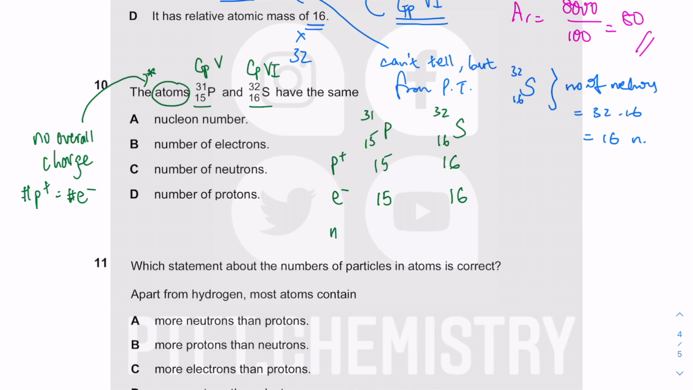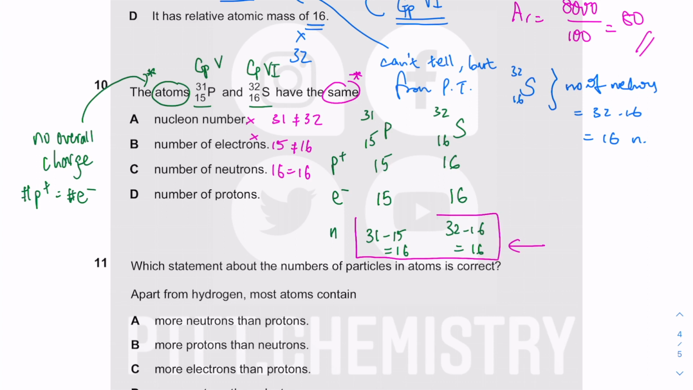The number of neutrons is the difference between the mass number and the proton number. So 31 minus 15, you will get 16. 32 minus 16, you will get 16. So what do I know? You're looking for same. Same nucleon number is wrong, 31 is not the same as 32. Number of electrons is wrong, 15 is not the same as 16. The number of neutrons is the same, 16 is equal to 16. So we already have the answer. The number of protons is definitely different. These are different elements, phosphorus versus sulfur. Different elements, how can they have the same proton number? Cannot.